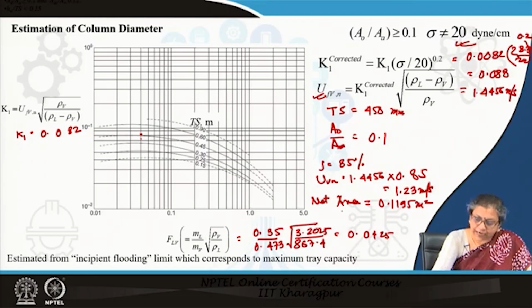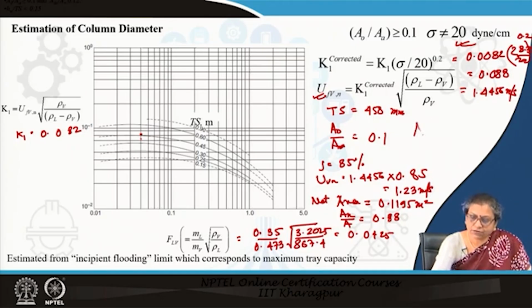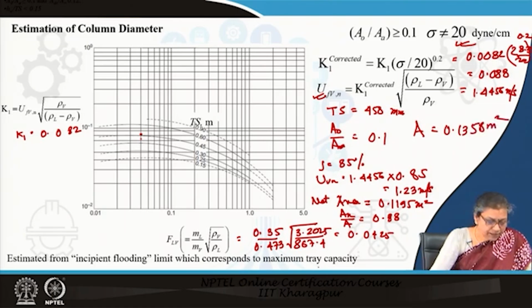Now, we know that AN by A, I have already mentioned, is equal to 0.88. So, from there you can find out A. I can do it here also. Now, this A we find out is going to be around 0.1358 meters square. Now, based on this, we can find out the diameter.